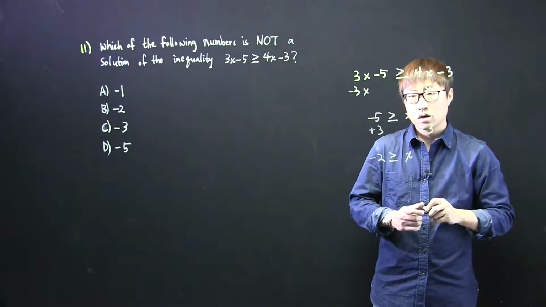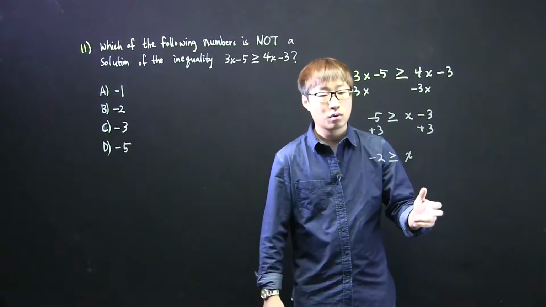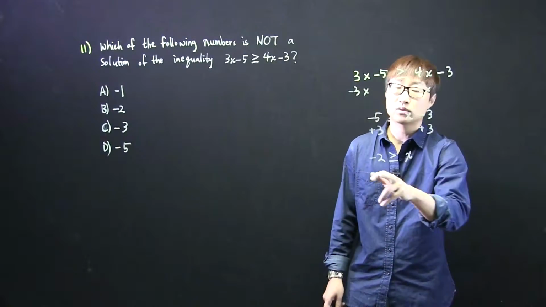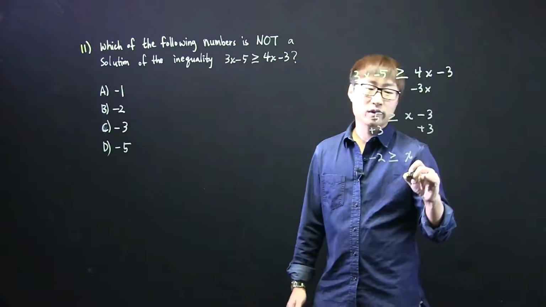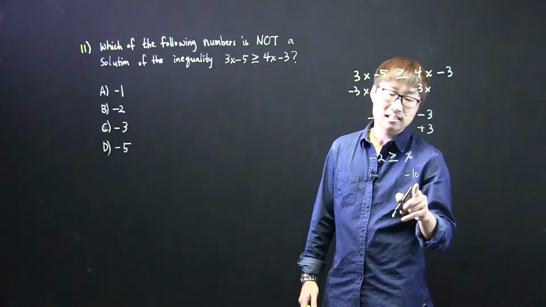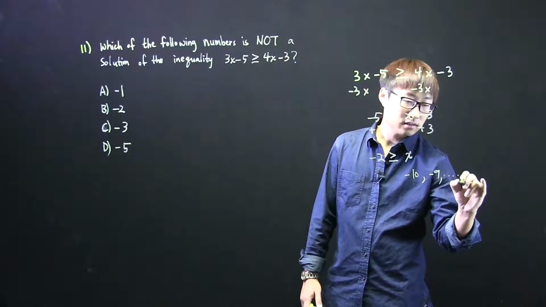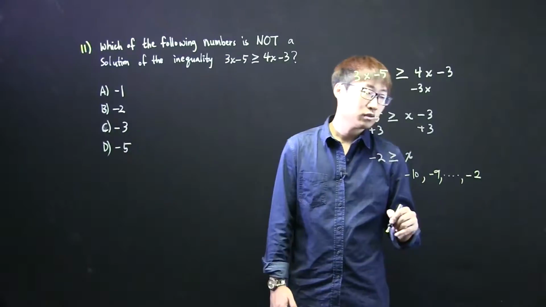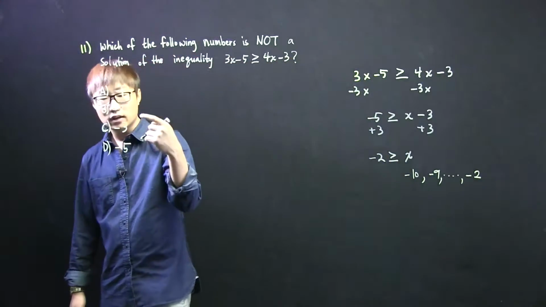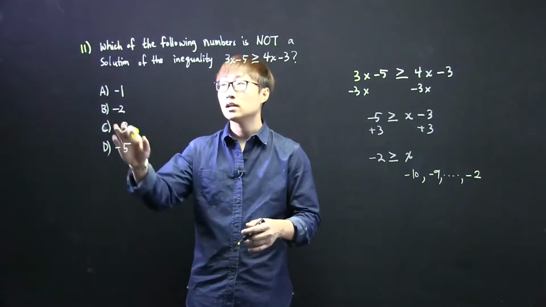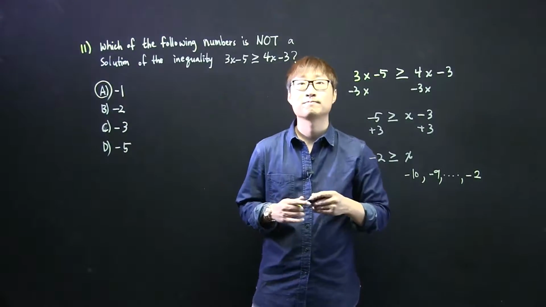So what do we know? x has to be less than or equal to negative 2, right? So it could be, for example, negative 10 because that's less than negative 2. It could be like negative 9 all the way till negative 2, it could be up to. But anything bigger than negative 2 it cannot be, right? Negative 2 works, negative 3 works, negative 5 works. The only choice that doesn't work is A, negative 1. Very simple question.